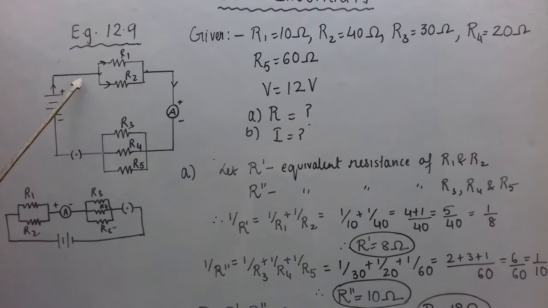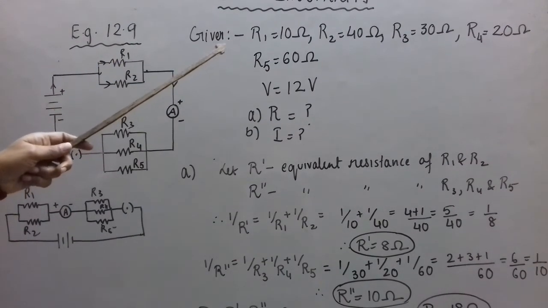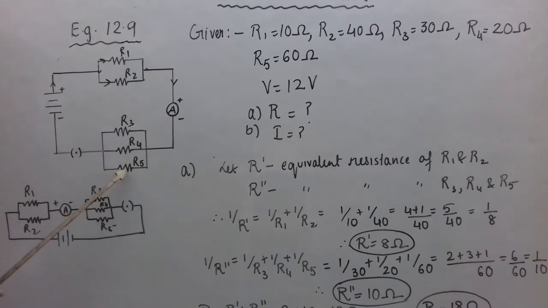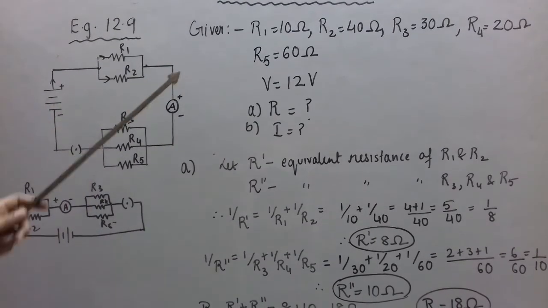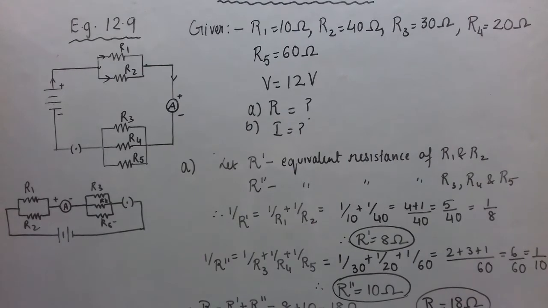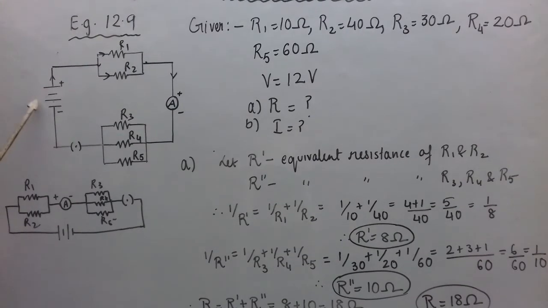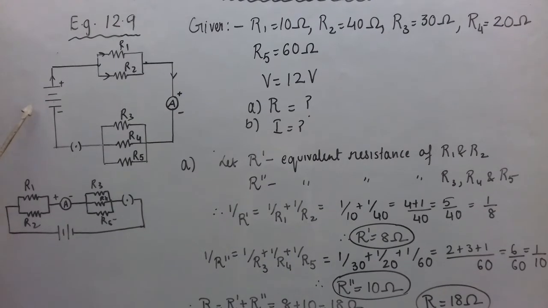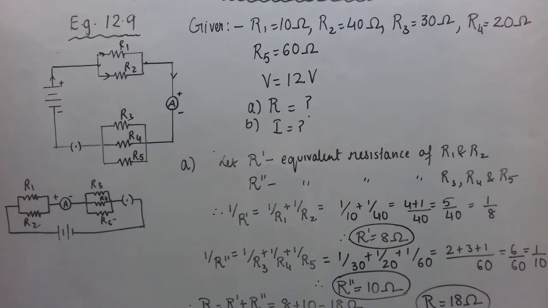And here they have given in the question that R1 is 10 ohm, R2 40, R3 is 30 ohms, R4 is 20 ohms and R5 is 60 ohms. So 5 resistance values they have given, and also it is given that a 12 volt battery is connected to the arrangement. A 12 volt battery, so this battery is maintaining 12 volt potential difference across the circuit.